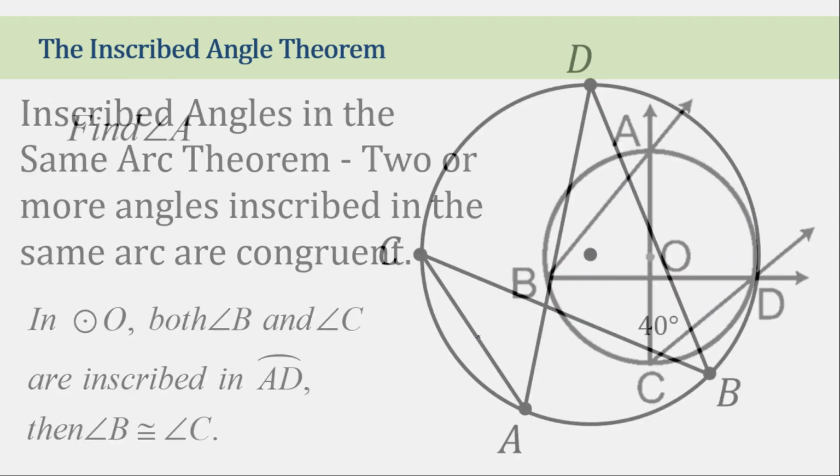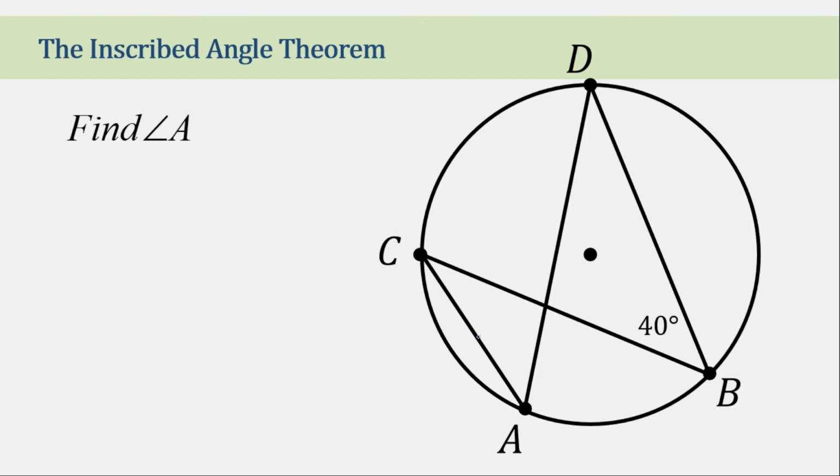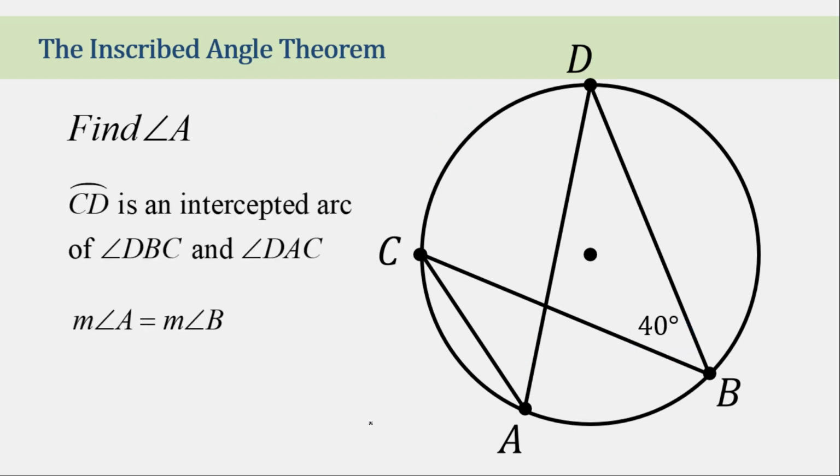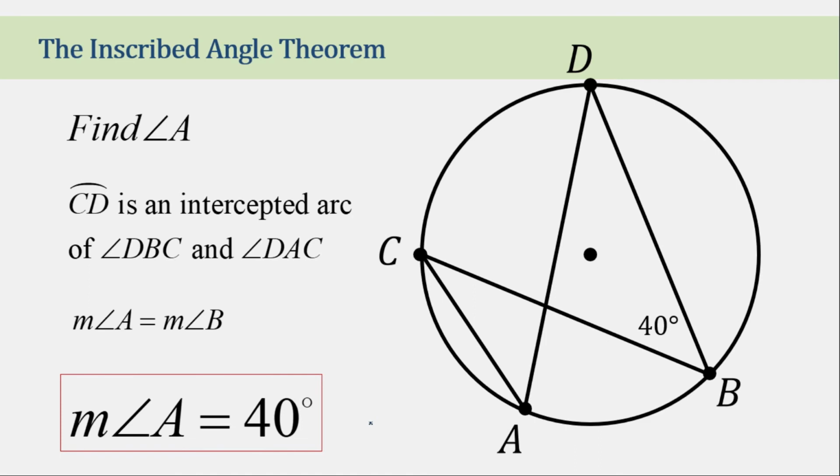Again, let's put this in action. Now we need to find the measurement of this angle. If this arc is 40, therefore this is 80, and therefore this is 40 as well, because they have the same intercepted arc. So that makes the measurement of angle A equivalent to the measurement of angle B. So that means angle A is also 40 degrees.